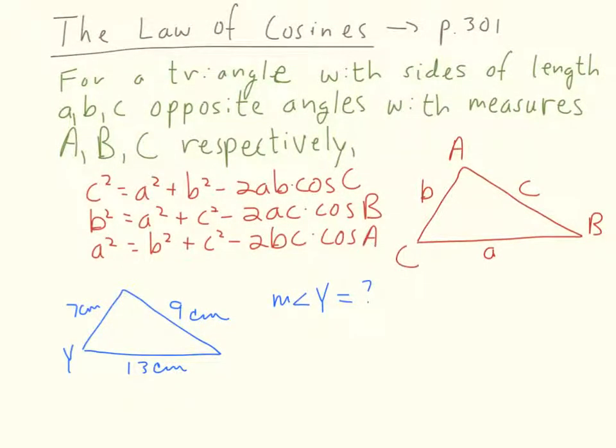Here is example 2, and you can see it's a little different. Instead of being given an angle, we are given all three sides of the triangle, and we're being asked to solve for angle y. So see what you can do with that. Try to set up your equation again. This time you're trying to solve for the angle, and see how you do with that.